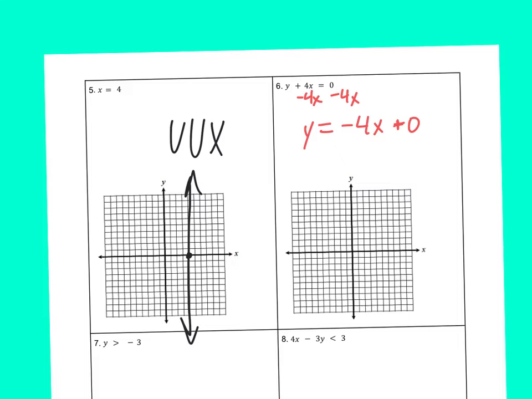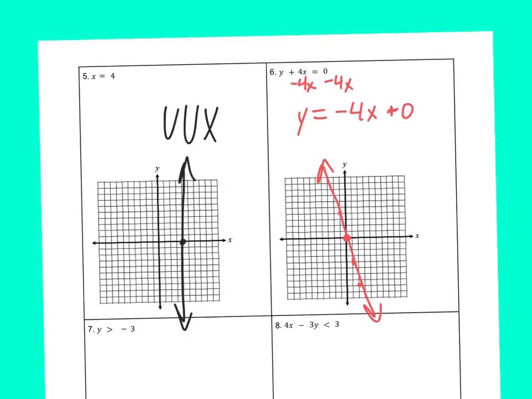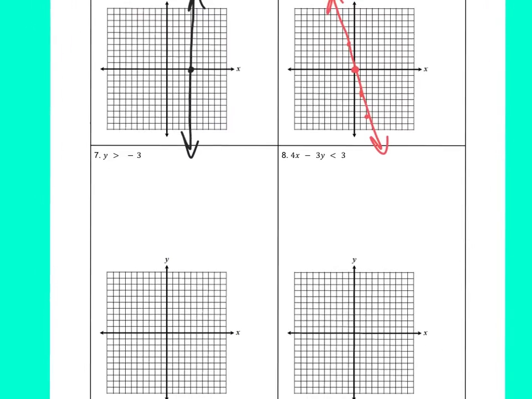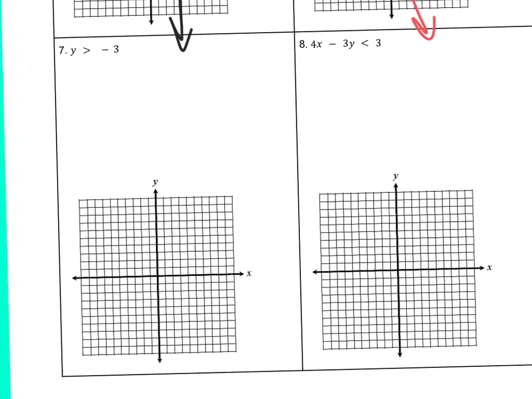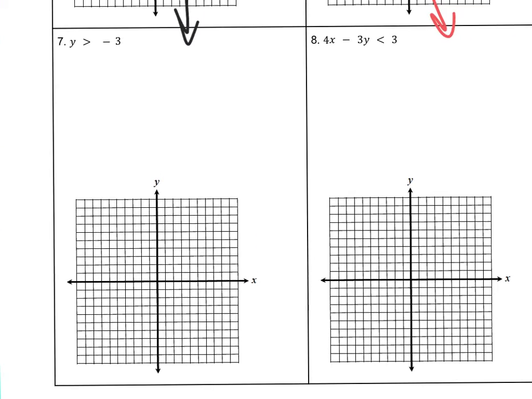What's the b value? 0. And the slope? So down 4/1, or up 4 and left 1. Good. Raise your hand if you got those two. Good deal. If you didn't get them, make sure you got them down. All right, 7 and 8. Y is greater than negative 3. What'd you do here?